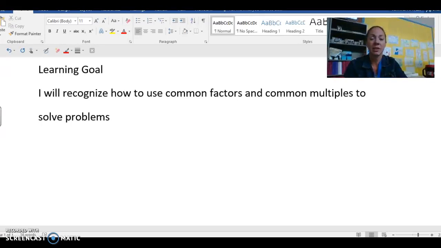Hey 6th grade, here's our learning goal for our next video, and you need to make sure you get it in your notes. Our learning goal is, I will recognize how to use common factors and common multiples to solve problems. So make sure you hit pause and you get this in your notes.